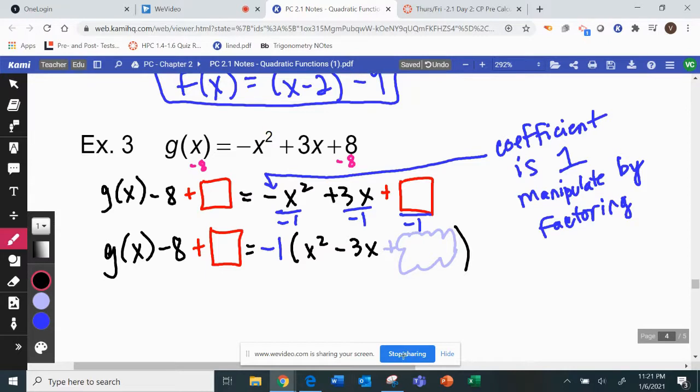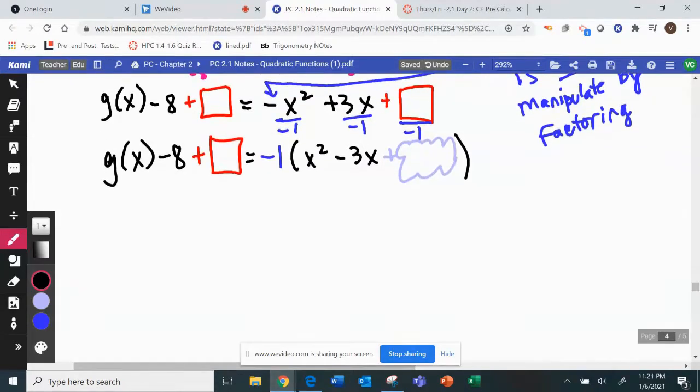So I'm going to complete the square and put a number in the fluffy cloud, but then I have to multiply it by -1 before I put it back into the square. So that's the difference here. So I'm going to use that formula that says (b over 2) squared. So I've got negative 3 over 2, squared.